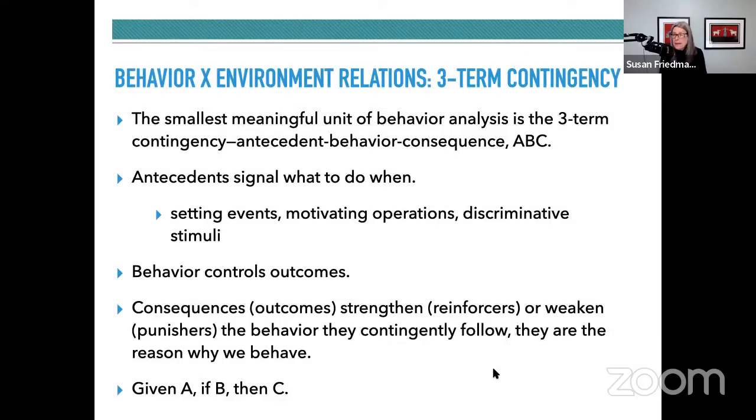So we talk about the ABCs, the three-term contingency. And by contingency, we mean dependency, that the cue is given, the behavior depends on what cue is given, and the positive reinforcing consequence depends on what behavior is chosen. Antecedent, behavior, consequence. So antecedents don't cause behavior. Technically, they signal when to do the behavior that will be reinforced. So when you're driving and you see a stop sign, it doesn't cause your foot to move to the brake. It signals the behavior consequence relationship, the contingency. If you put your foot on the brake, you'll be reinforced with a car that stops.